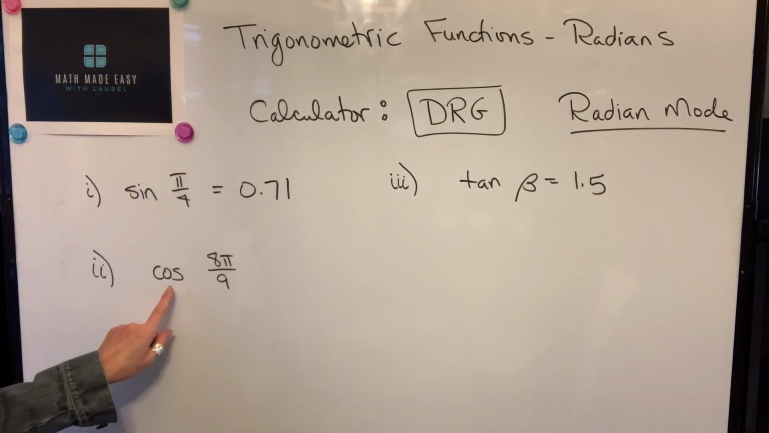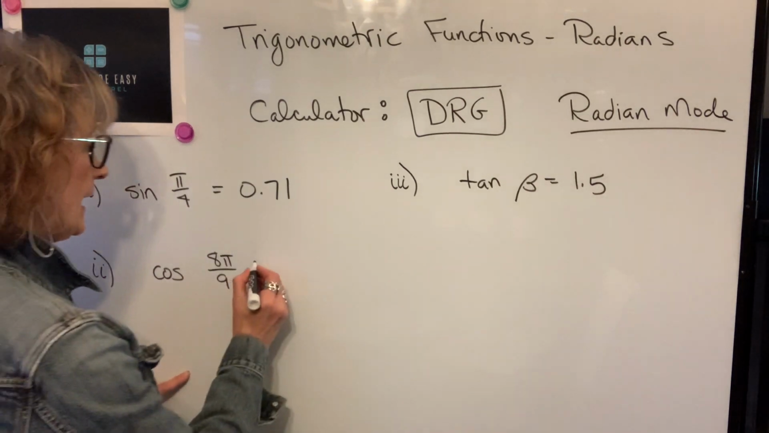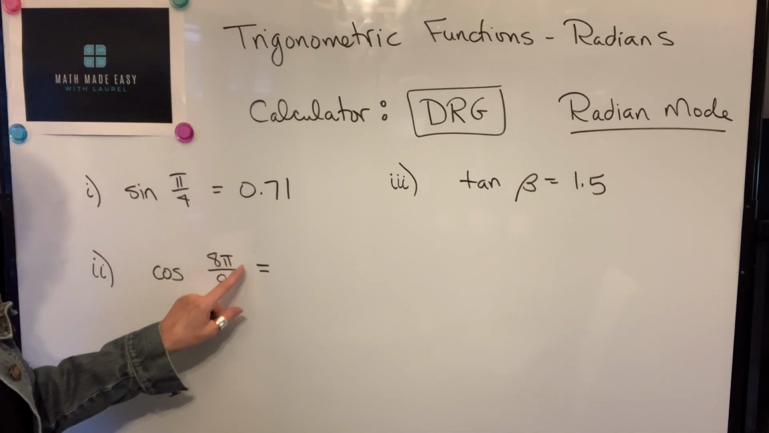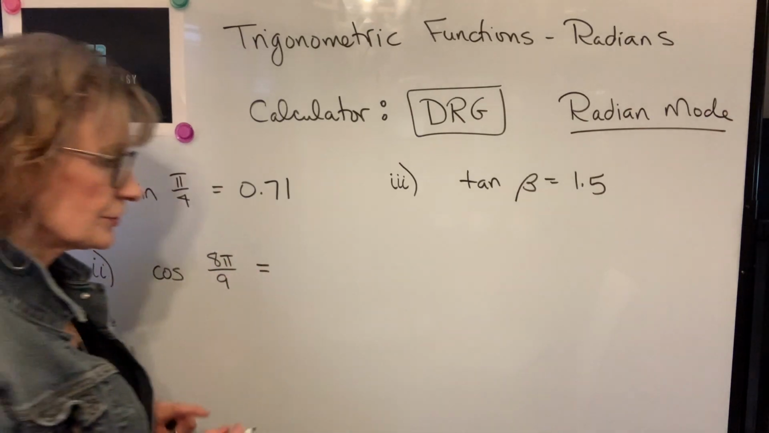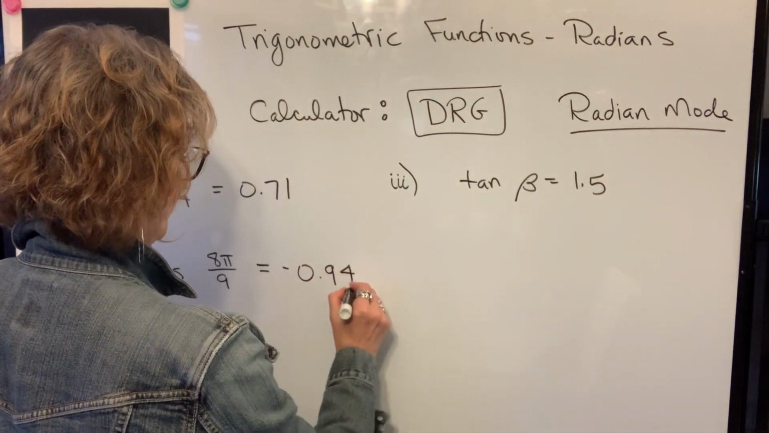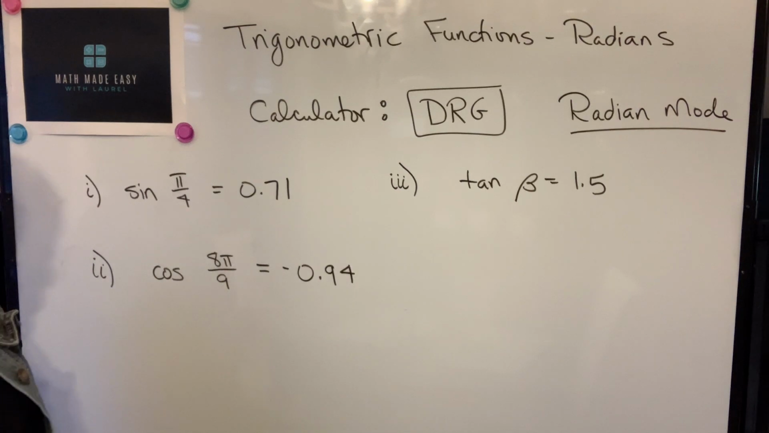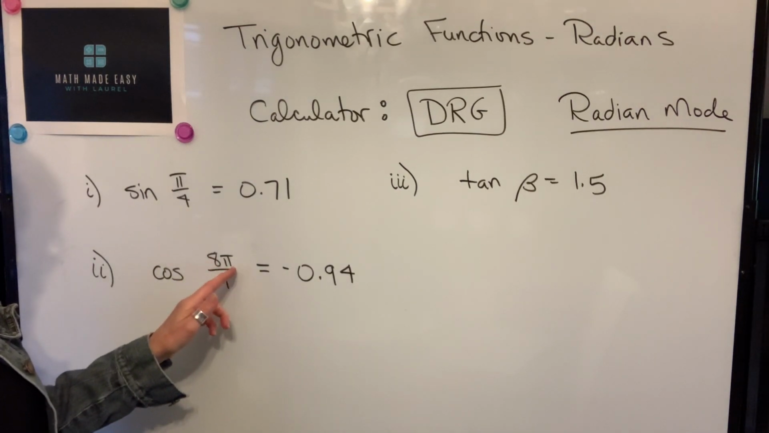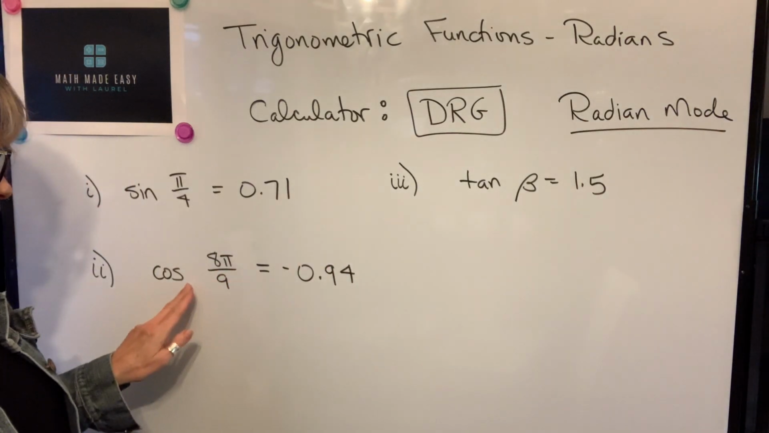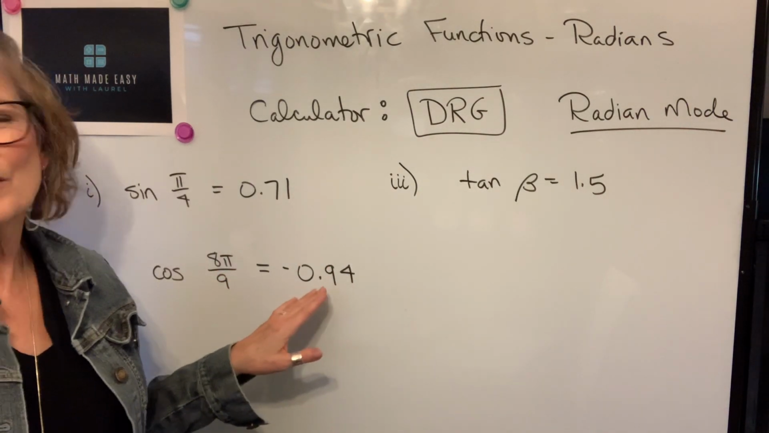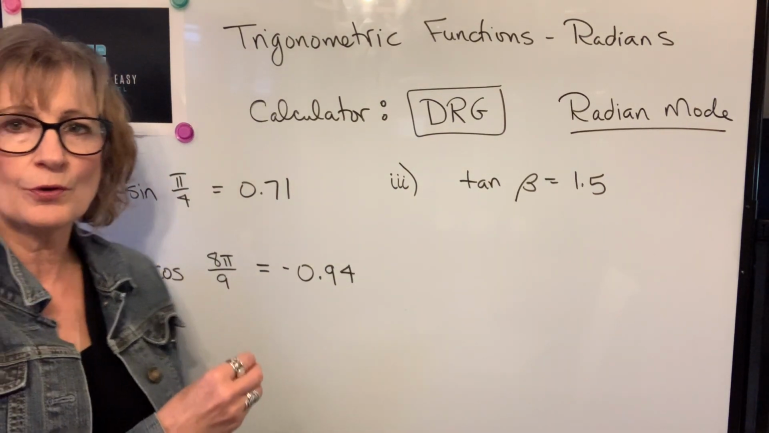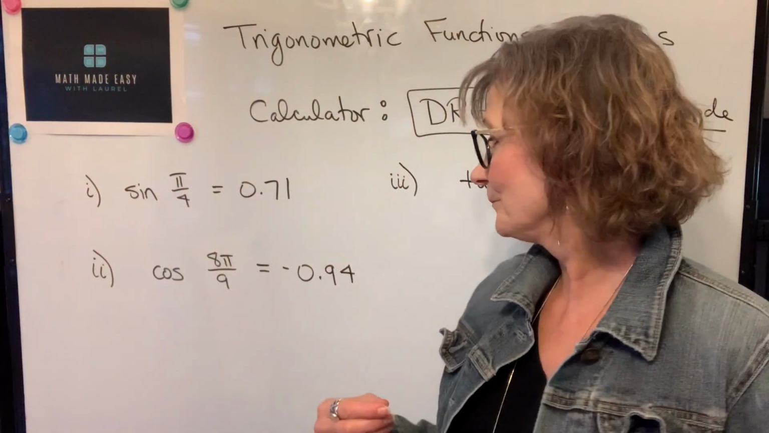Let's try the next question. If I had the cos of 8 pi over 9, again, I'm just going to press cos of bracket 8 times pi divided by 9, and I should get a value of negative 0.94. And that makes sense because 8 pi over 9 is in quadrant 2. It's between pi over 2 and pi, so we know that cos is negative. Your calculator will do that for you. Again, try this question. Make sure you know on your calculator how to calculate it.